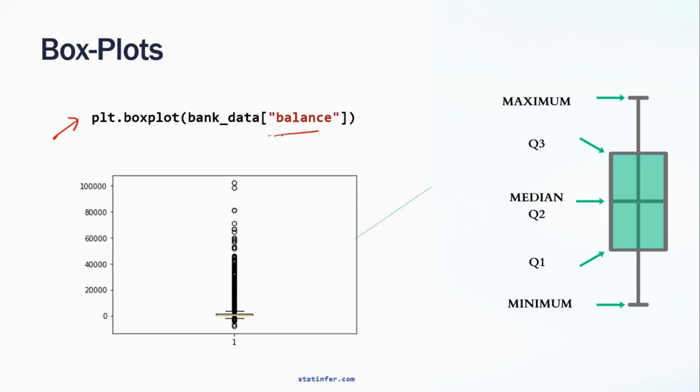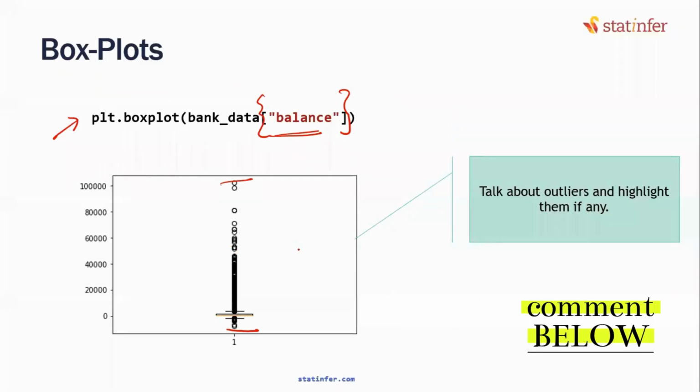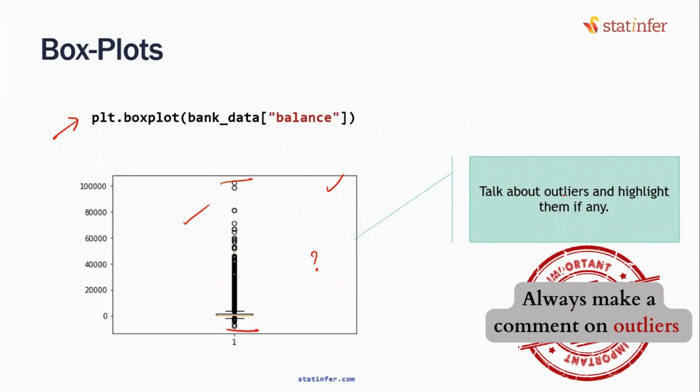There's a variable called balance. If you want to show the whole information about balance, the best plot that you can show is, from the minimum till the maximum, you can draw the box plot. What does a box plot tell us? Can somebody tell me what you infer from the box plot, or what this particular box plot tells us about this balance variable? What information do you get? Always make a comment on the outliers.